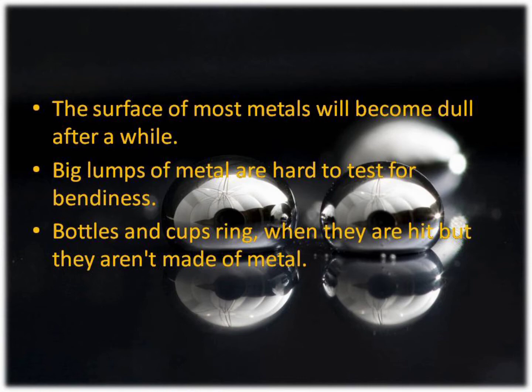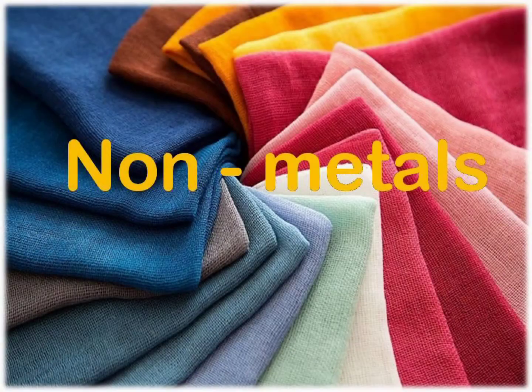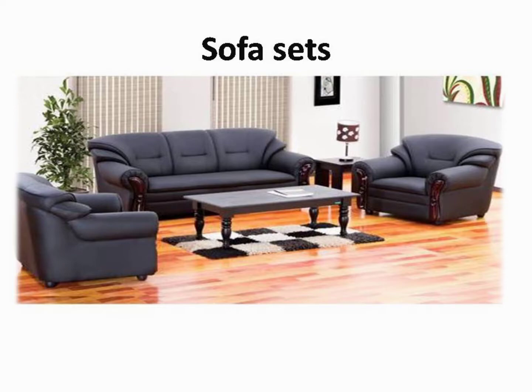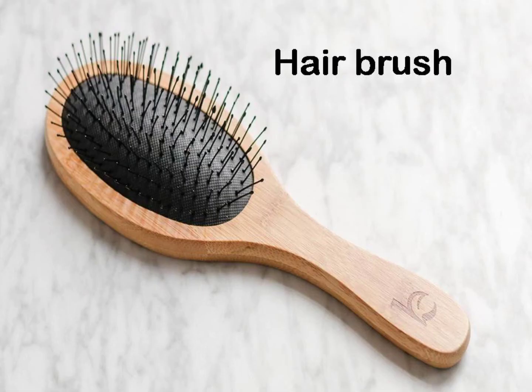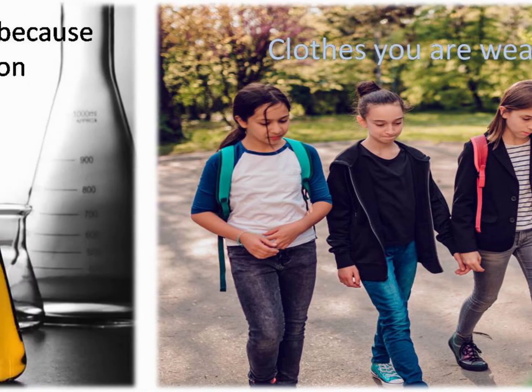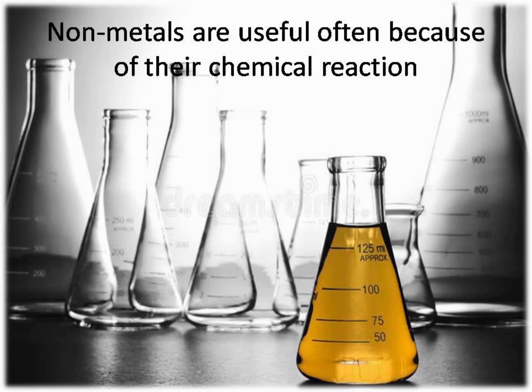Now, let's go to our next topic, non-metals. If you look around your house, you will see many items made of non-metals. Some examples can be sofa sets, hairbrush, the clothes you're wearing now, and many more. You see, non-metals are useful, often because of their chemical reactions.